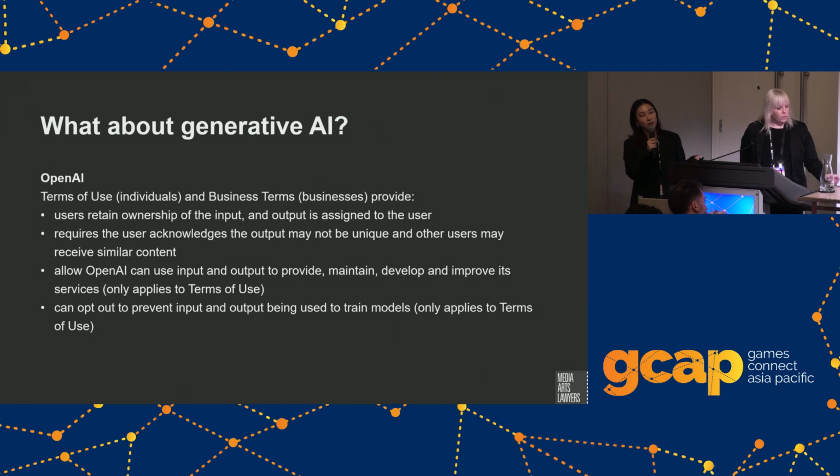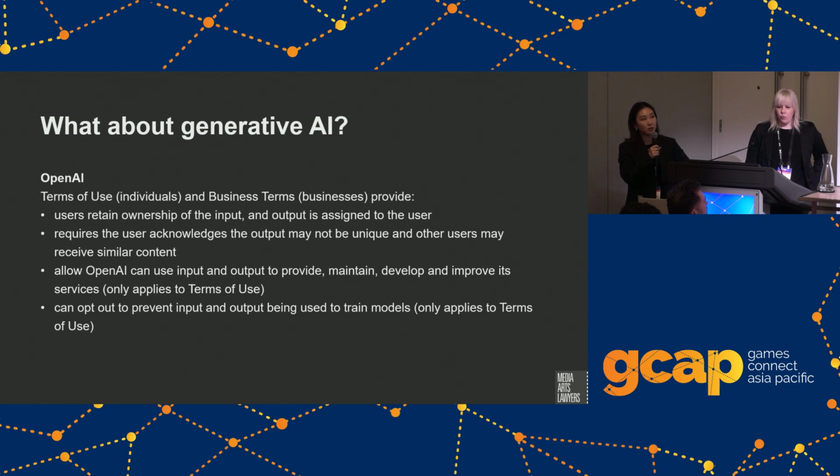This is a summary of OpenAI's terms of use and business terms. So those specific terms of use provide that users retain ownership of the input and the output is assigned to the user, which means that you own the IP that you put in and the IP that comes out will be later assigned to you, meaning it's not actually automatic, but the terms of use allows it to be assigned back to you, so you will own it.